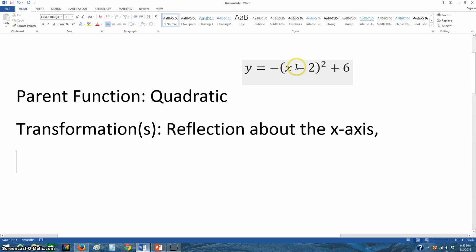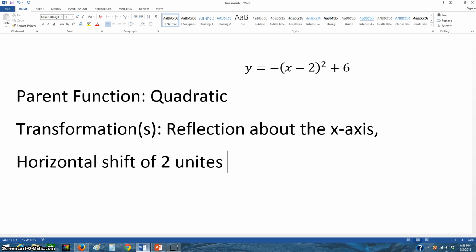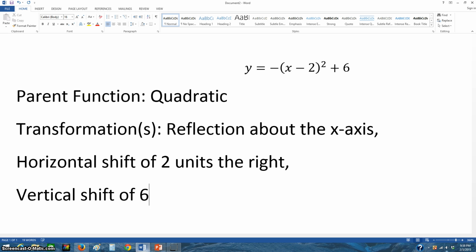Let's take care of this minus 2, which is inside with the x, so we have to think the opposite. That means it's a horizontal shift of 2 units to the right. And then we have to take care of this plus 6, which is going to be a vertical shift of 6 units upwards because of the plus. Okay?